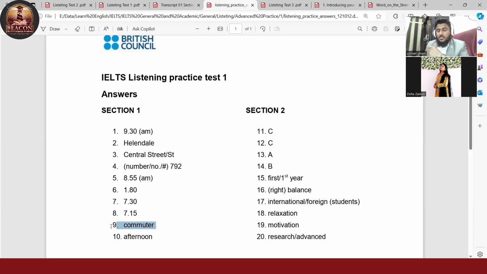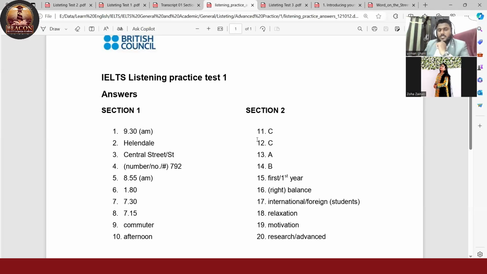Is it commuter or commutive? Yes, I wrote commutive, but it is basically commuter. So, dear, when your spellings are not according to the audio, your answer would be considered wrong. It must be written as commuter. Okay, sir. No problem. So let us now check section 2.